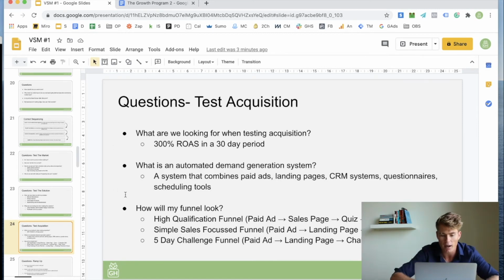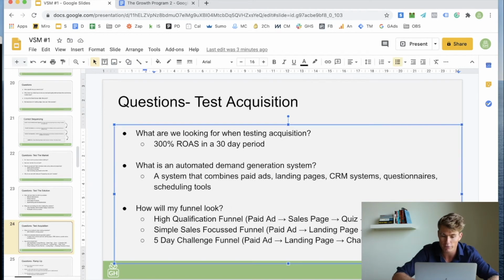Okay. Now, with regards to testing for acquisition, the different funnels that we use, what I have found is that different funnels are suited to different businesses, and there are 3 core ones that I use within my processes that are all included within the growth program that we teach. So we have a high qualification funnel, which involves leading people through a fairly long process to get a very qualified customer, and this will produce a slightly higher cost per lead. This is great for selling high ticket items.